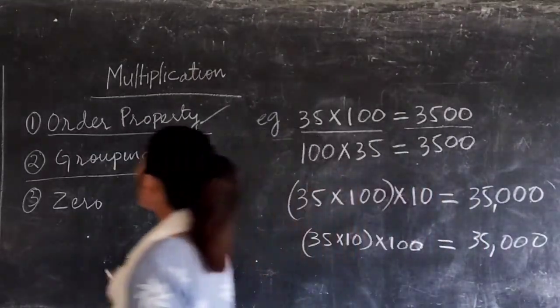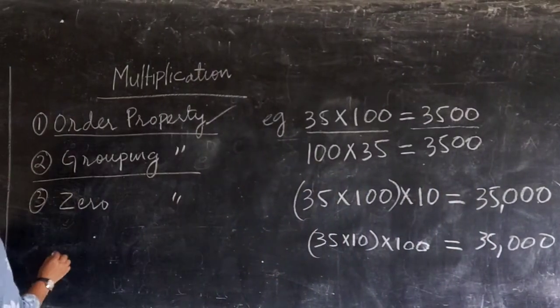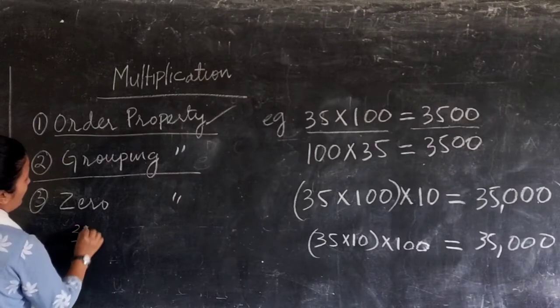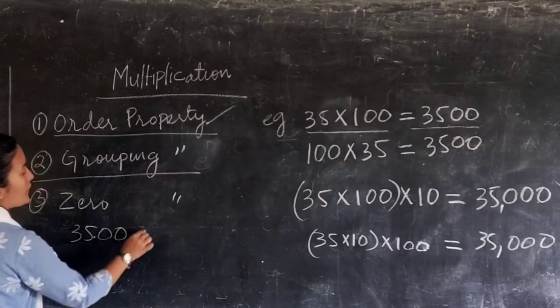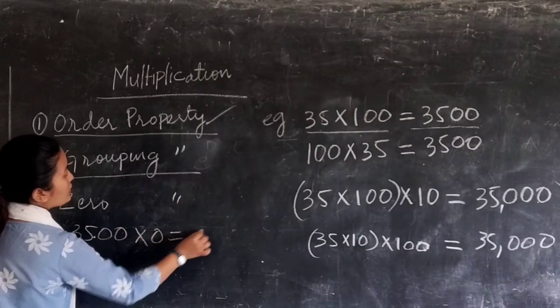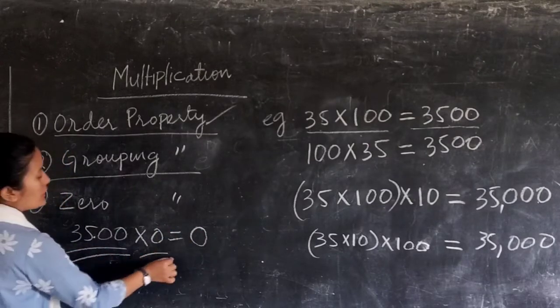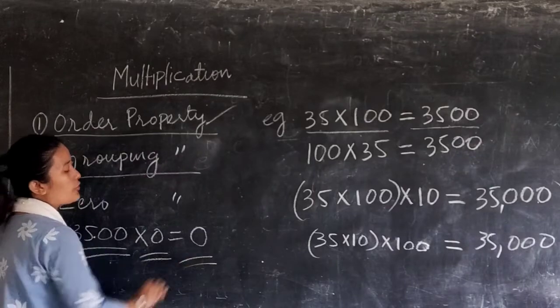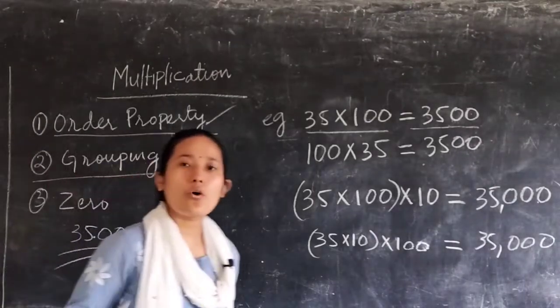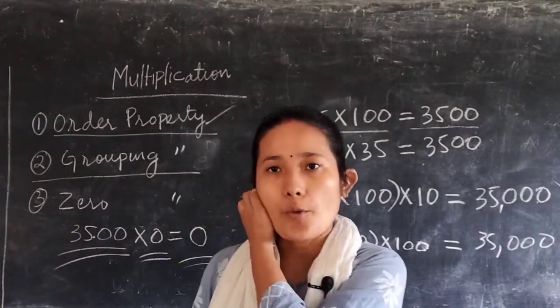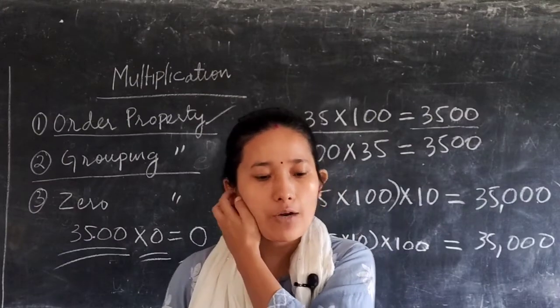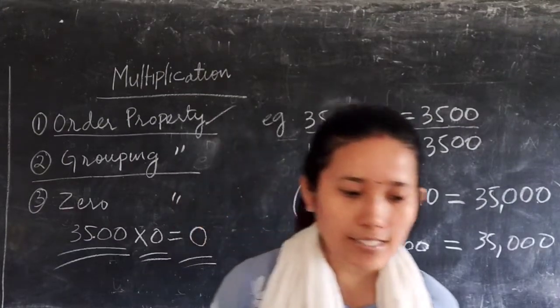Now coming to zero property, what does it say? If you have any number, 3500, if you multiply it with 0, your answer will be 0. So if you have any number and the number is multiplied with 0, your answer will always be 0. So that's what is said by the third property, that is zero property. Now let us move on to the exercise.